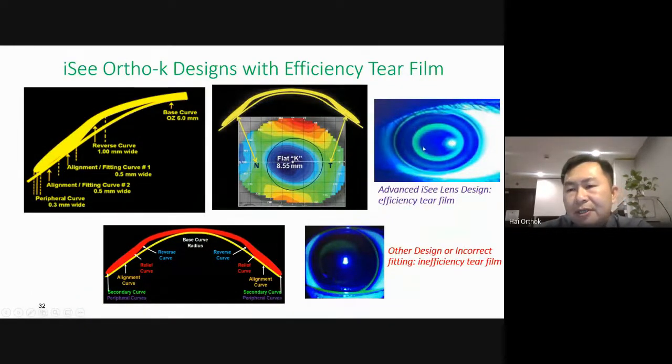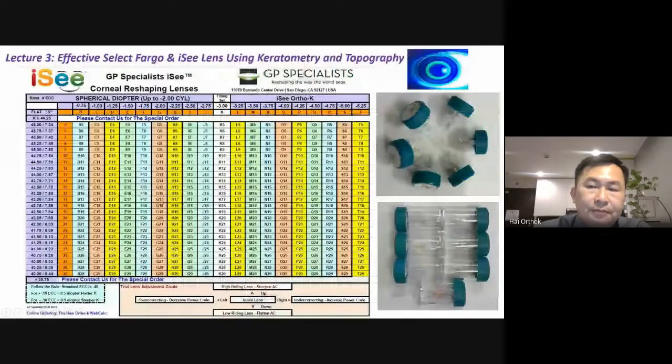You will see a very good tear channel all over the lens. The one below here is incorrect fitting, and you will see a very insufficient tear film. So if you see a very insufficient tear film like this, even if the visual acuity is 20/20, you have to refit the lens in order to provide more tear for the cornea, because this is very unhealthy for the cornea for long-term use.